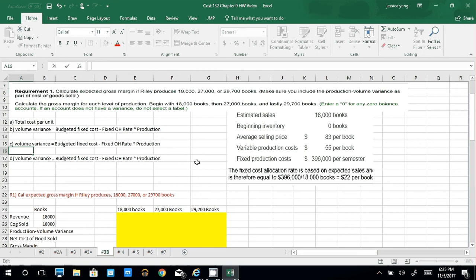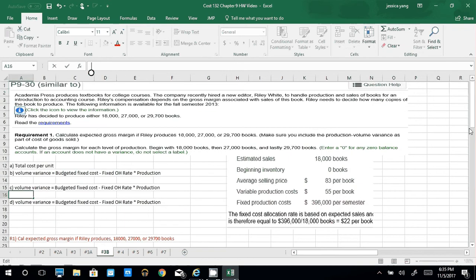In Chapter 9, Problem 9-30, Academic Press produces textbooks for college courses. The company recently hired a new editor, Riley White, to handle production and sales of books for an introduction to an accounting course. Riley's compensation depends on the gross margin associated with sales of this book. Riley needs to decide how many copies of the books to produce.